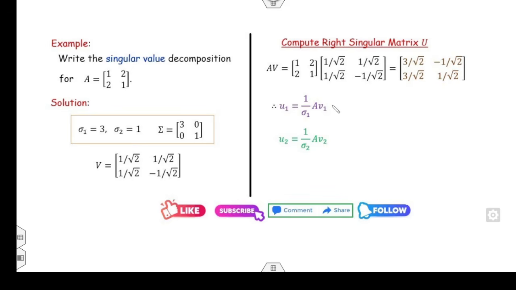Fine. So therefore, what is sigma 1? Sigma is my positive root of lambda. Okay? So it is 3. A of v1 is my first column.